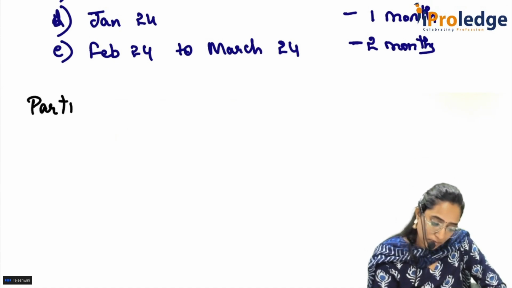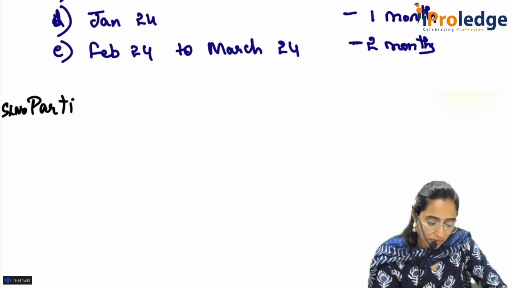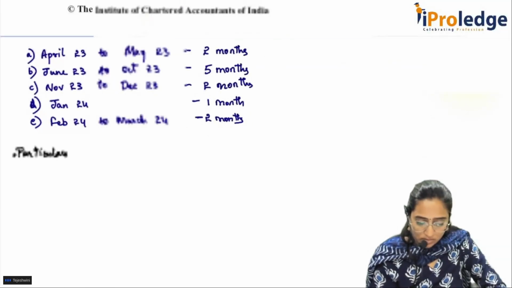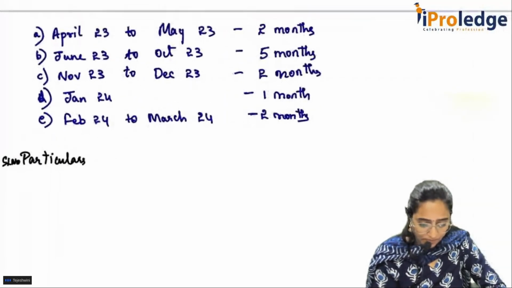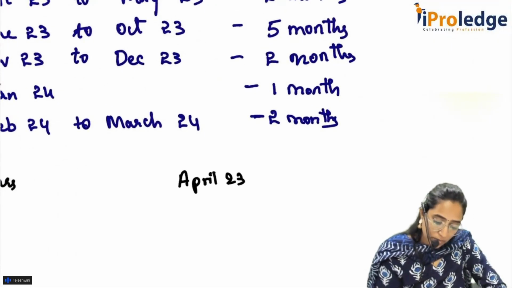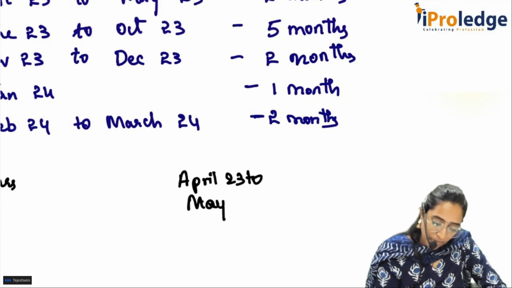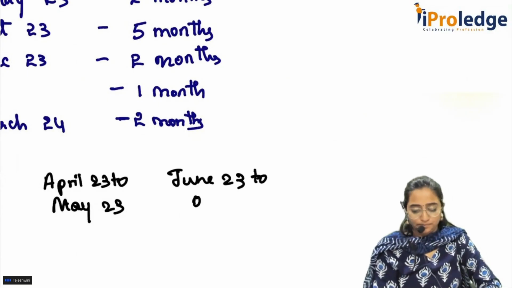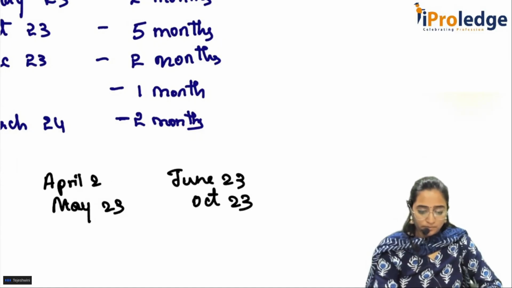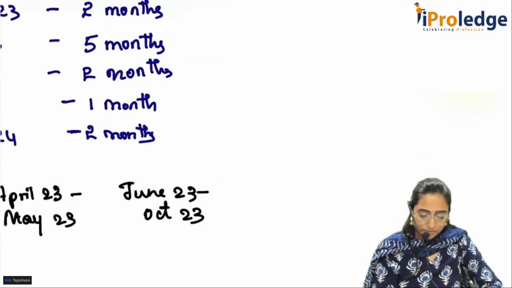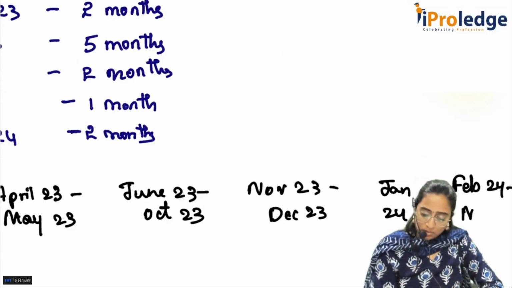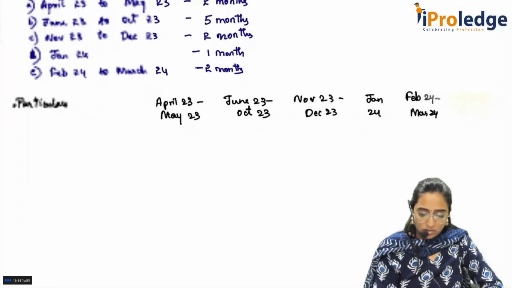So, particulars, this is serial number, category 1, 2, 3 also. Particulars. So we'll make it as: year April 23 to May 23. Next, June 23 to October 23. Next, November 23 to December 23. Next, Jan 24. Next, Feb 24 to March 24. Clear, everyone? 5 categories.